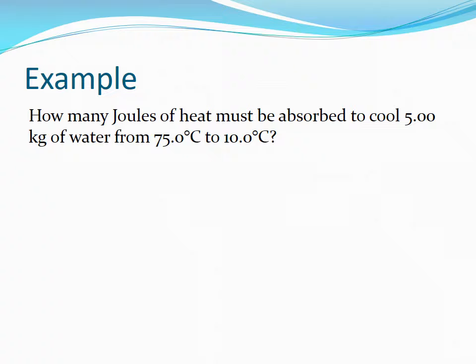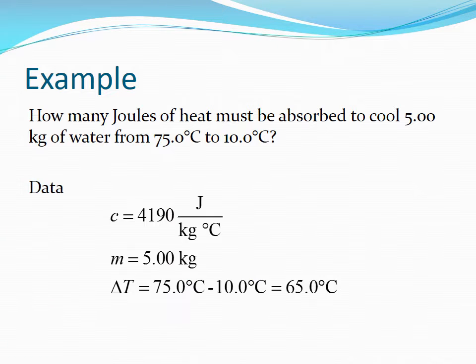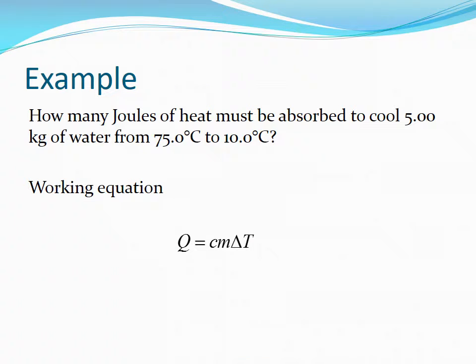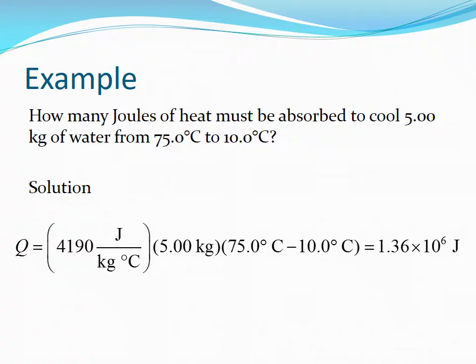How many joules of heat must be absorbed to cool 5 kilograms of water from 75 degrees Celsius to 10 degrees Celsius? Our data for the problem is the specific heat of water, which is 4,190 joules per kilogram degree Celsius. The mass is 5 kilograms, and our change in temperature is 65 degrees Celsius. The working equation is the specific heat formula. The amount of heat absorbed is 1.36 times 10 to the 6 joules.